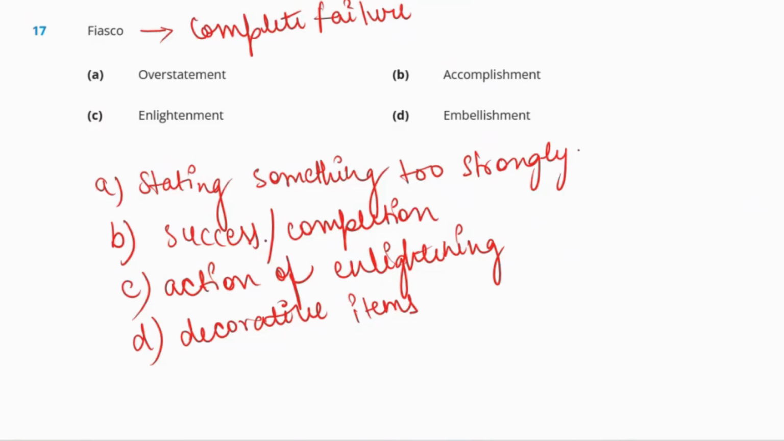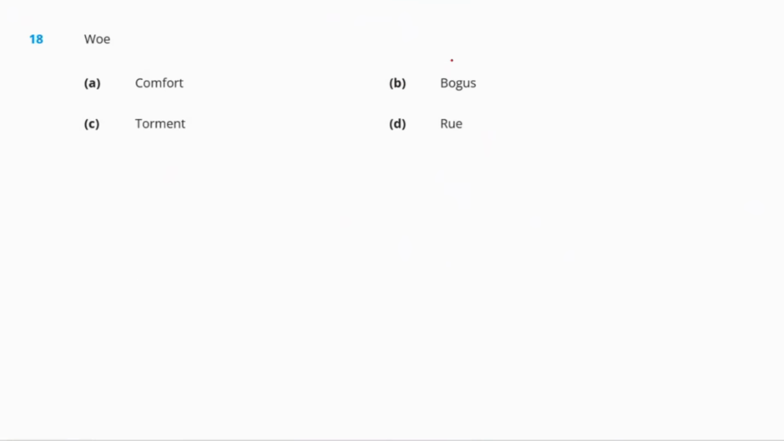So, out of all of these options, which option do you think is the antonym for fiasco? Yes, the answer is option B, accomplishment. Because fiasco means complete failure, and the opposite of complete failure is success. So the option is option B, accomplishment. Now, question 18 is woe.